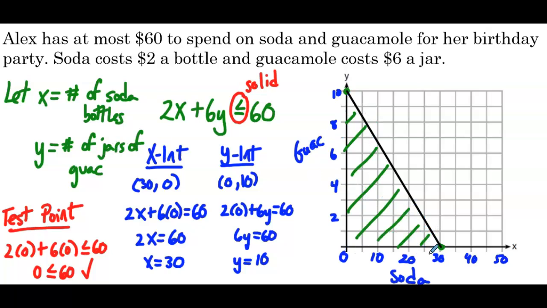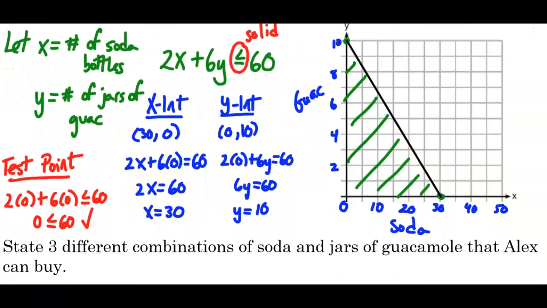And there we have our solution set. Any combination of soda and guacamole in this shaded region will make sure that Alex spends less than $60. Now, any point on the line, on that edge, she's spending exactly $60.